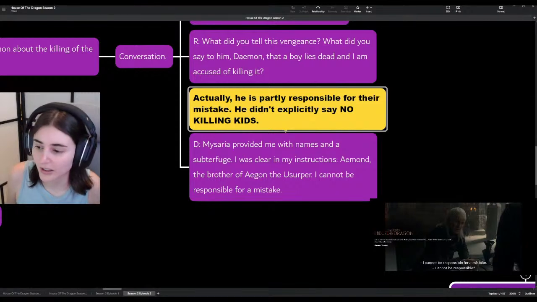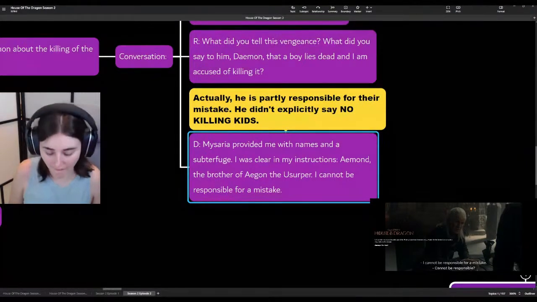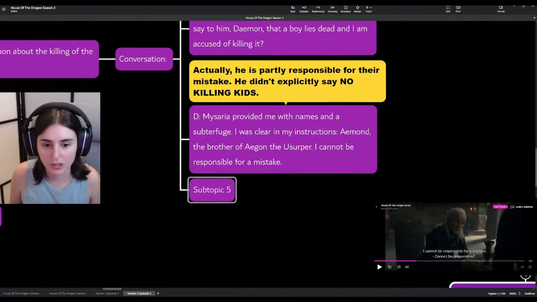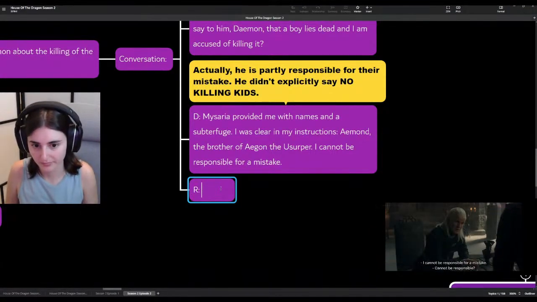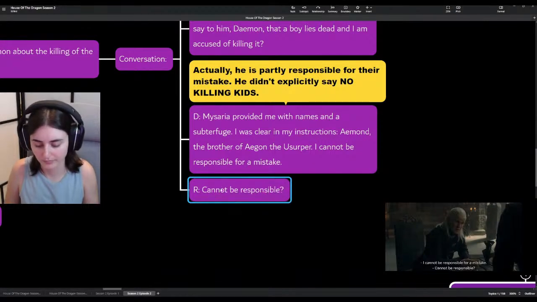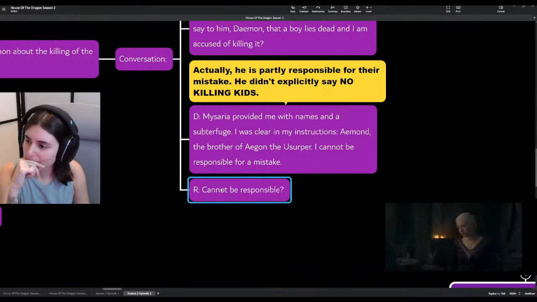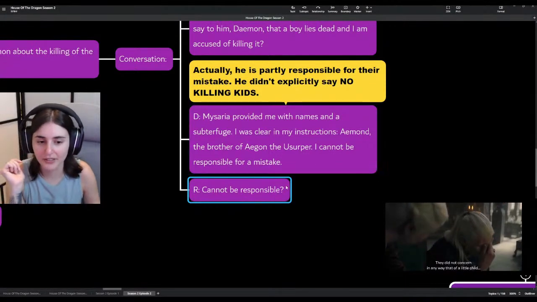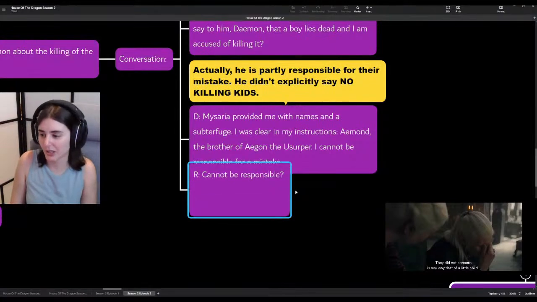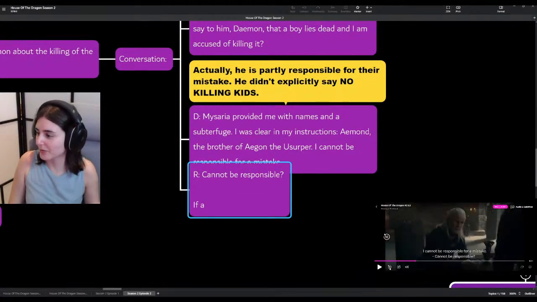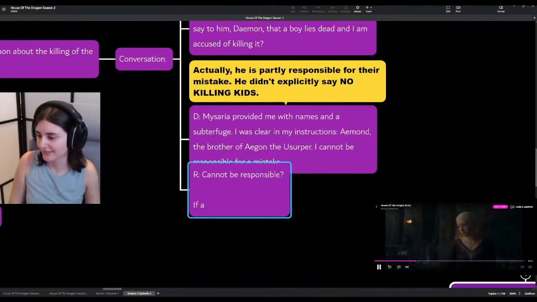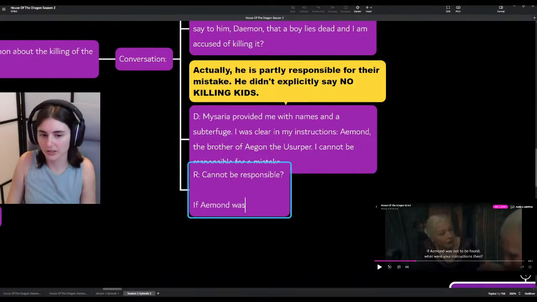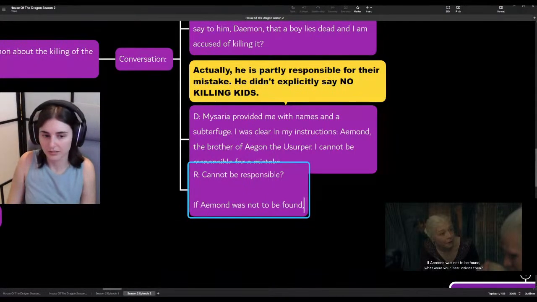Yeah, responsible for a mistake. Okay. Let's go. She goes, responsible for a mistake. Cannot be responsible. If Aemond was not to be found, what were your instructions then? I love that. I do want that. That's the question I want. Sorry, let's go back. I'm reading the subtitles here. If Aemond was not to be found, what were your instructions then?